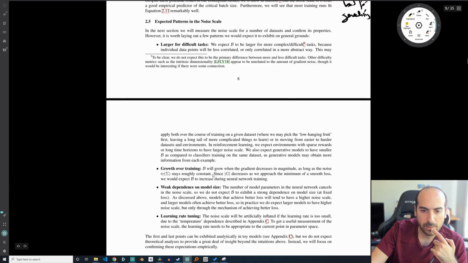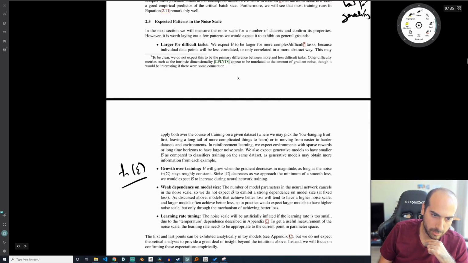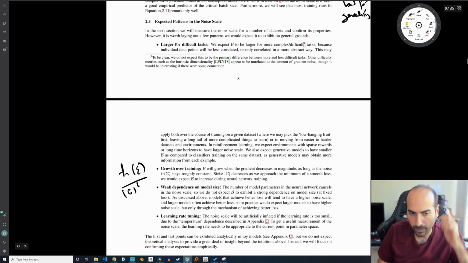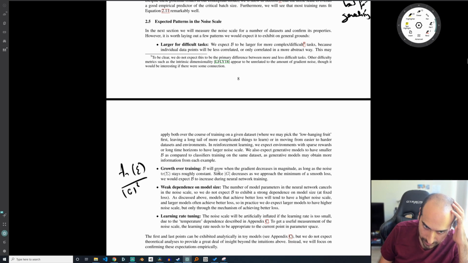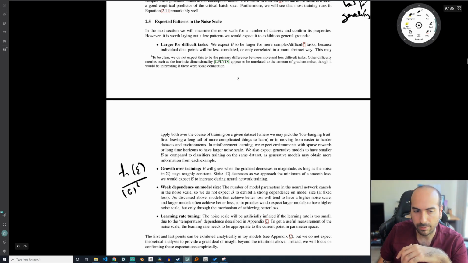Oh, I see. Yeah, so remember the formula, right? It was trace of sigma over G squared. And so as the gradients increase, then the critical batch size will decrease. And so you need to have a smaller batch size. But I guess that conflicts with what I understood earlier, so maybe we'll get to that point in a bit.